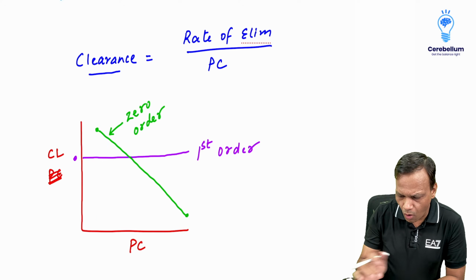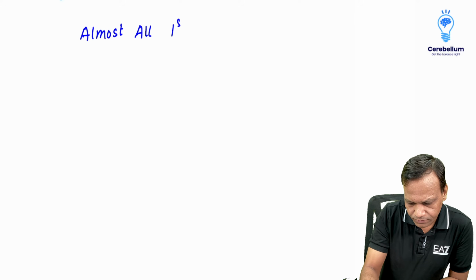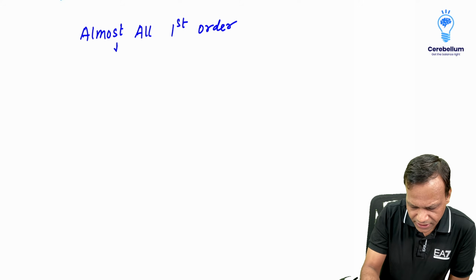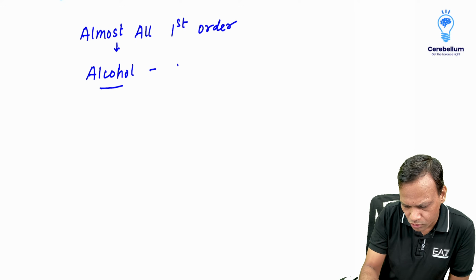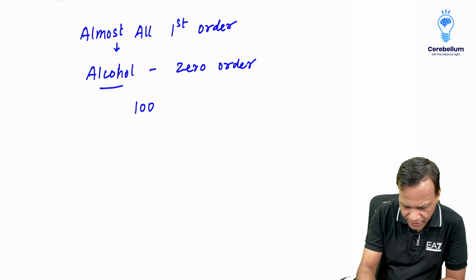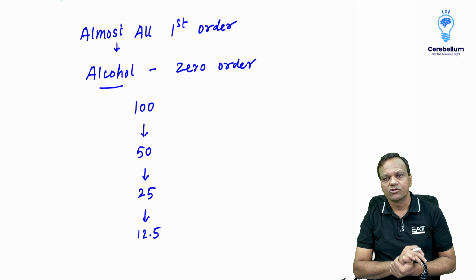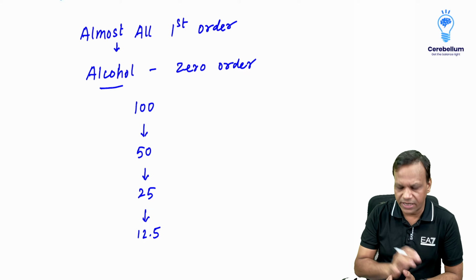Now almost all drugs follow first order kinetics. One drug which follows almost pure zero order kinetics is alcohol. Like in alcohol, we have 100 to 50, 50 to 25, to 12.5. It takes the same time. So that means the rate of elimination is constant.